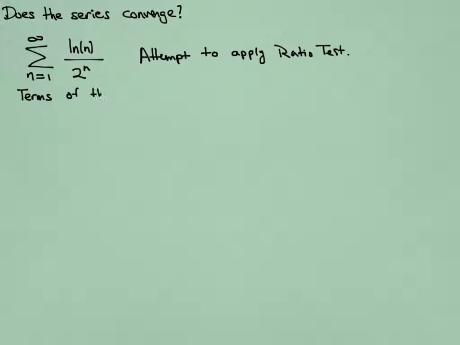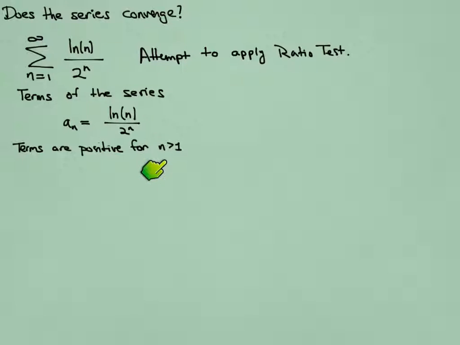So I should first identify what the terms of the series are. I'm going to call them a_n, and that's log of n over 2 to the n. Before I can apply the ratio test, I need to make sure that the terms of my series are eventually positive. In this case, as long as n is bigger than 1, all of those terms will be positive numbers. The log of something bigger than 1, and any power of 2, will be positive. So this fraction here will be positive provided n is bigger than 1.